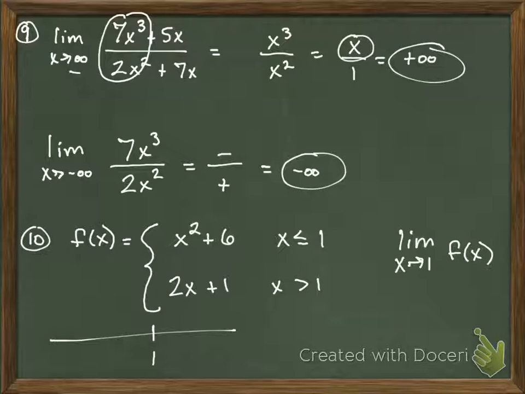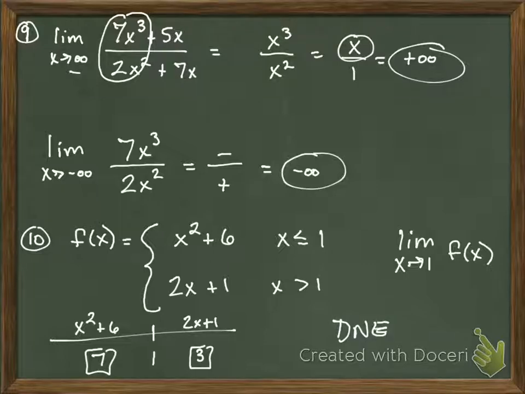The left-hand side of 1, what is it going to go to? X squared plus 6. So you plug 1 in there, 1 squared, you get 7 is its limit. Okay, so the limit from the left is 7. The limit from the right is 2x plus 1, and that limit goes to 3. So the limit from the left-hand side does not equal the limit from the right-hand side. Therefore, the limit does not exist. Okay?